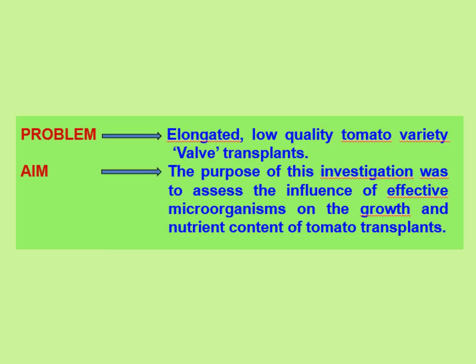Tomato transplants experiments with EM. Problem: elongated, low-quality tomato variety Valve transplants. When I started this experiment, I was looking for problems in tomato cultivation. Then I heard from an agronomist that there is a tomato variety, Valve, whose transplants are elongated and of low quality when transplanting, and I decided to take this variety and see what EM can do with it. The purpose of this investigation was to assess the influence of effective microorganisms on the growth and nutrient content of tomato transplants.